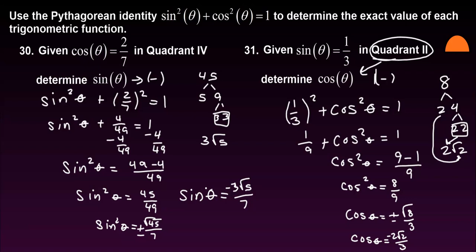And with that, that's how you use the Pythagorean identity to determine the exact value of each trigonometric function.